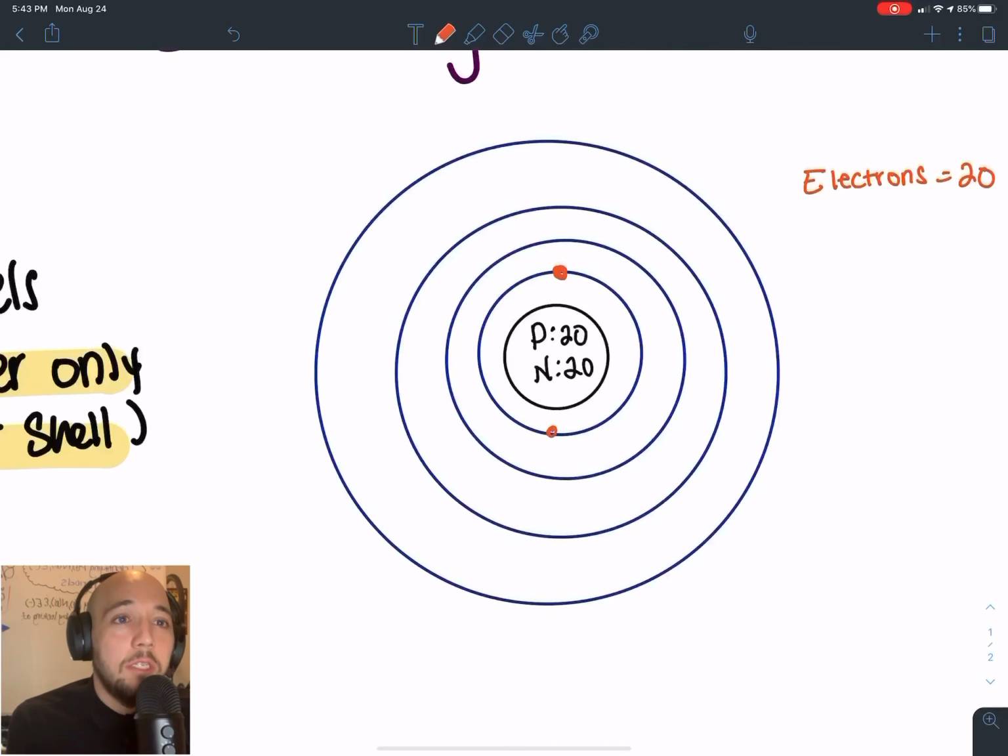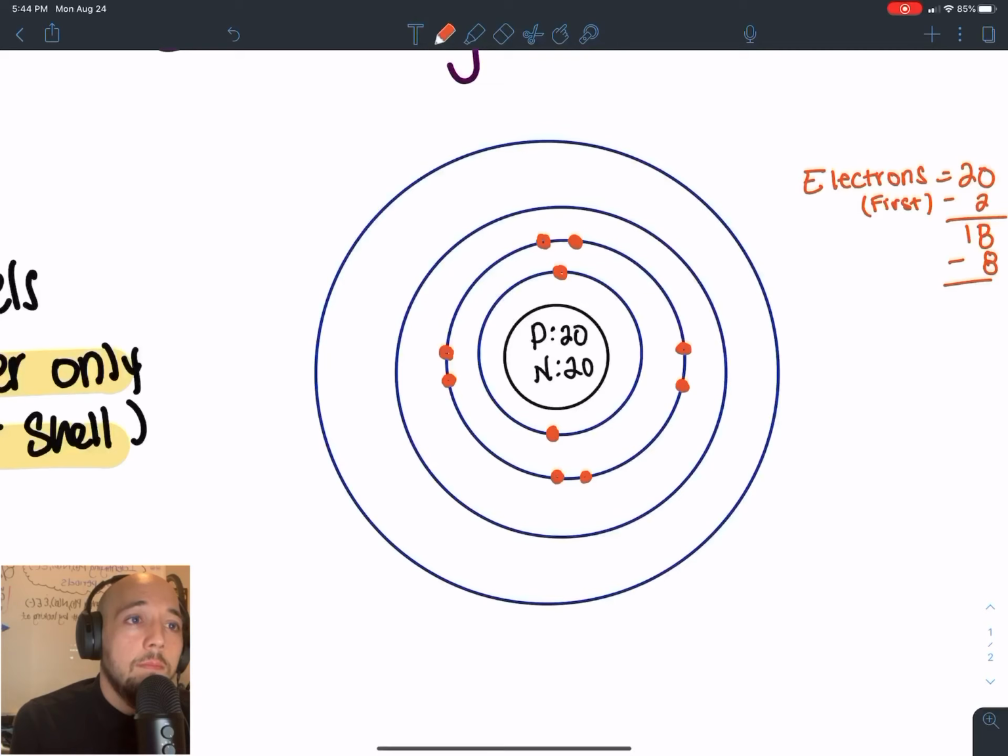So first shell is going to have 2. So 2 on the first shell. And again, minus 2. And I also like to put where they went. So first shell. So I have 18 left and I have the second shell. The second shell holds 8. So I add the 8 on there. So I subtract 8 from the total that are left. And I put second on there because that's second shell. I have 10 left and I still have 2 shells left.